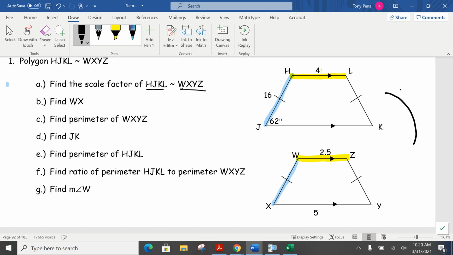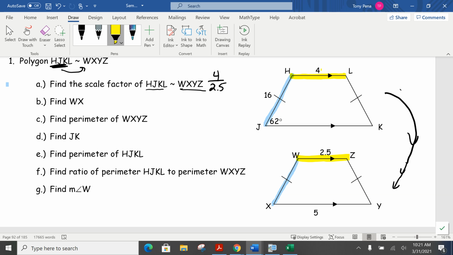We're going to go from the bigger one to the smaller one, since that's what's listed first. That's also what I gave you here, bigger to the smaller. So when we set this up, your scale factor, we're going to write this as 4 compared to 2.5. And again, you can put the word to, you can use the colon, but at some point we need the fraction anyway.